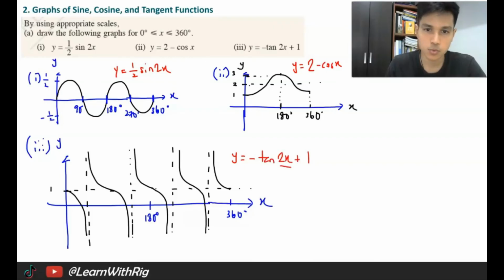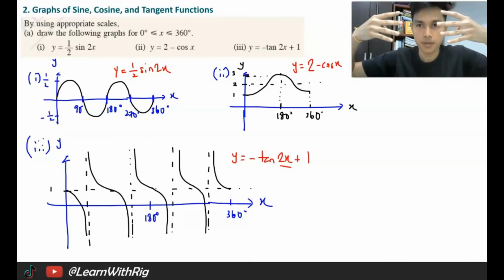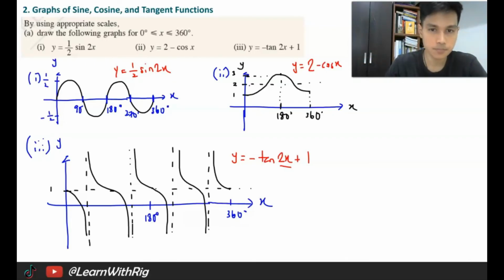So 2x means 2 cycles, so that's what we did here. And then negative means you invert it from positive to negative, negative to positive. Okay, that means you flip the graph. And then plus 1 means you shift the graph to the top, okay, by 1 unit. So this is how the graph looks like.